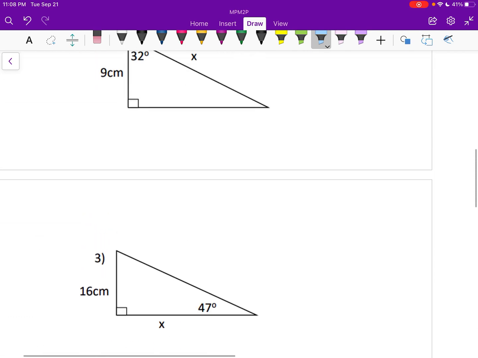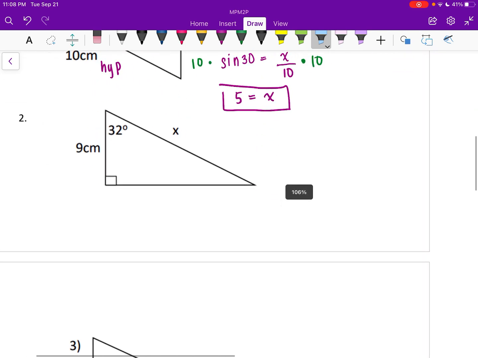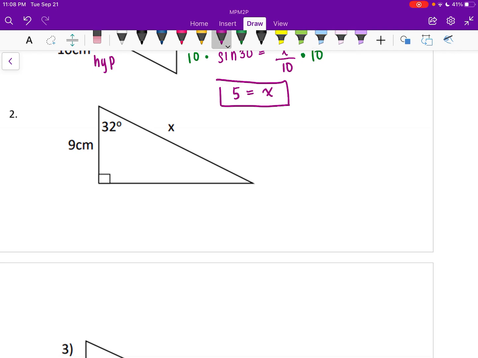Okay, so let's go in here to number 2. We have this angle of reference. It's right there. This over here is going to be our opposite. This is our hypotenuse, the diagonal, and this is our adjacent. So we went and found the angle. Let's go ahead and find out what we're given.